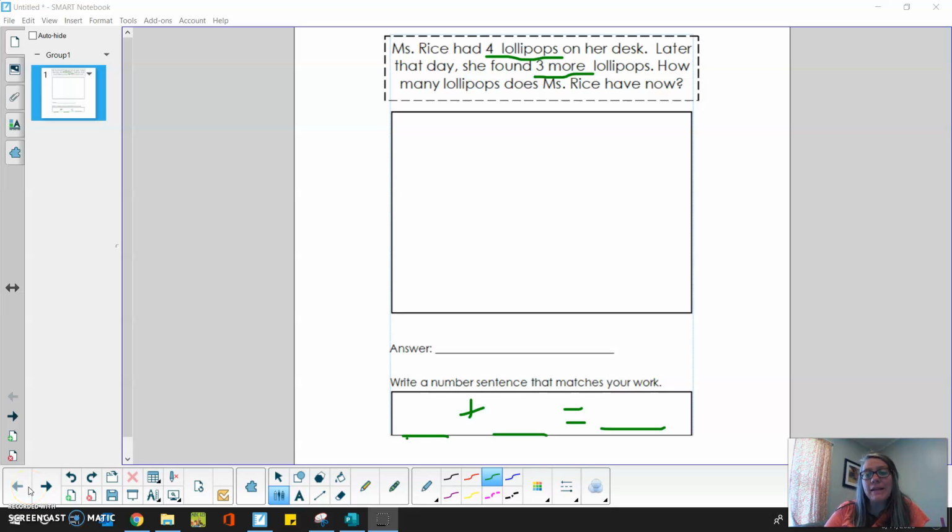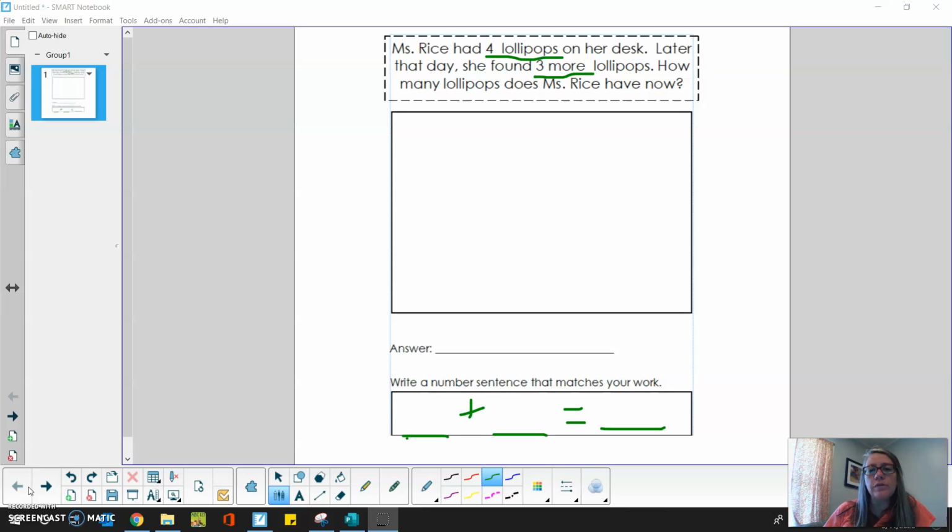All right, everybody, let's see how we did. Remember, our problem was Miss Rice had 4 lollipops on her desk. Later that day, she found 3 more lollipops. How many lollipops does Miss Rice have now? Well, let's look at that picture.